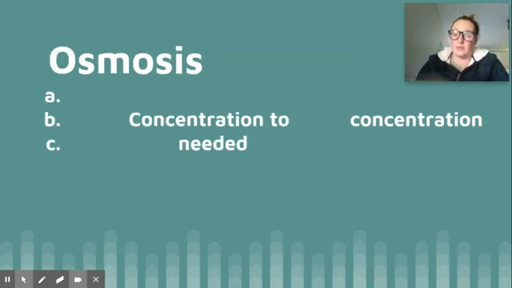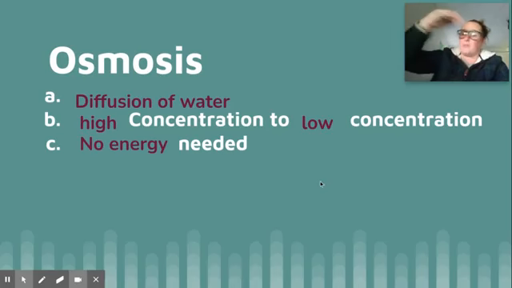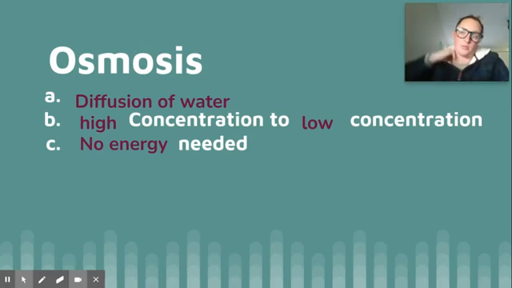Osmosis is still a type of diffusion. It's just diffusion of water, so it's a special kind of diffusion. It's still diffusion, so it's still moving from a high concentration to a low concentration. And there's still no energy needed. It's still going from the top of the hill to the bottom of the hill. It happens very naturally. Doesn't need any energy to be pushed behind it.